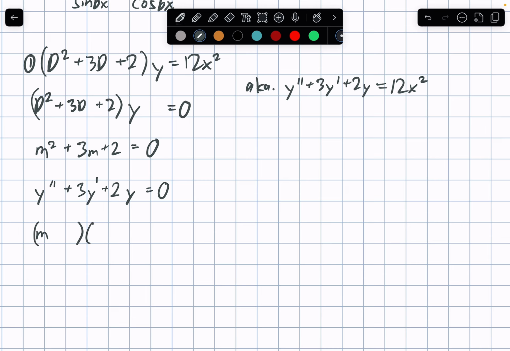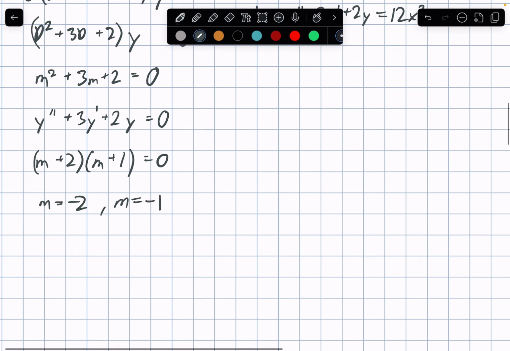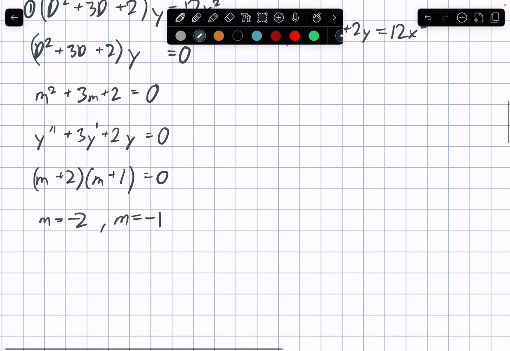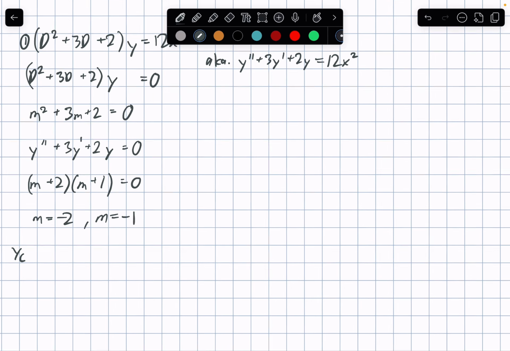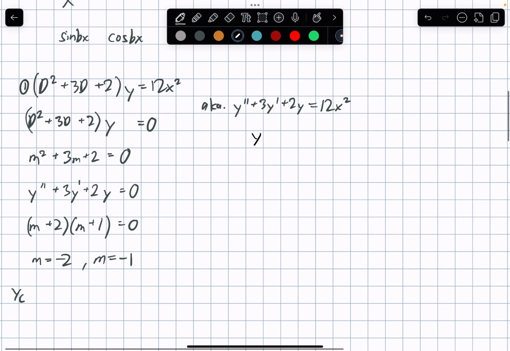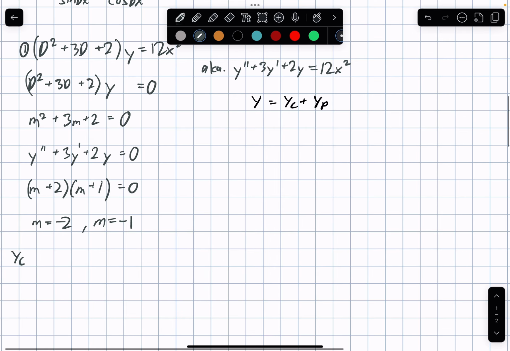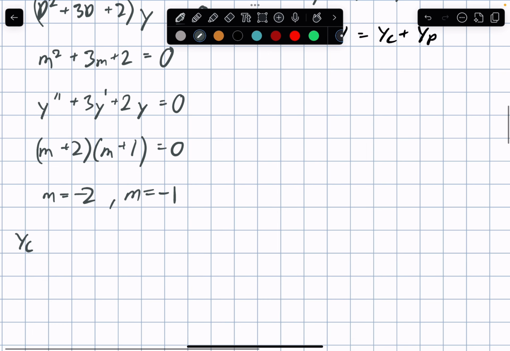Identify the roots of the equation. So we can factor, and then m is equal to -2 and -1. These are the roots for y sub c. Later on, we're going to encounter something called y is equal to y sub c plus y sub p. This is the format for our particular solution. What we're looking for right now, this entire process, is looking for y sub c. And we have to look for the roots first, which are these.